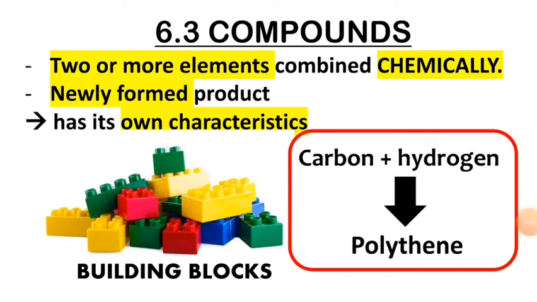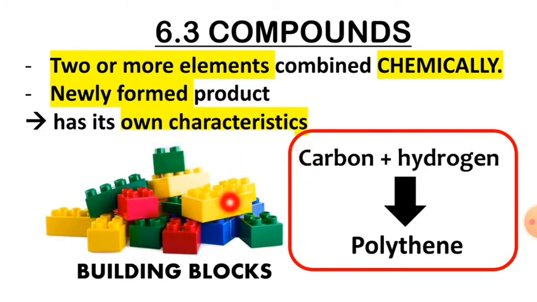Okay, hi guys. Today we're going to learn 6.3 compounds. Compounds consist of two or more elements combined chemically. The newly formed product has its own characteristic. So a compound is two or more elements combined chemically, and they form a new product which has its own characteristic.